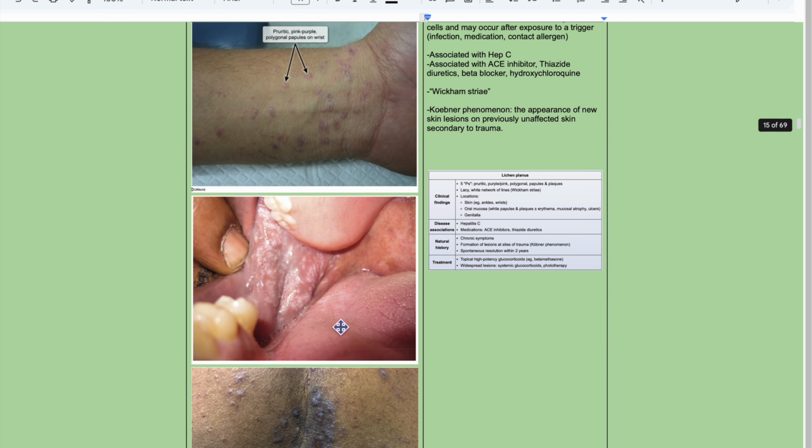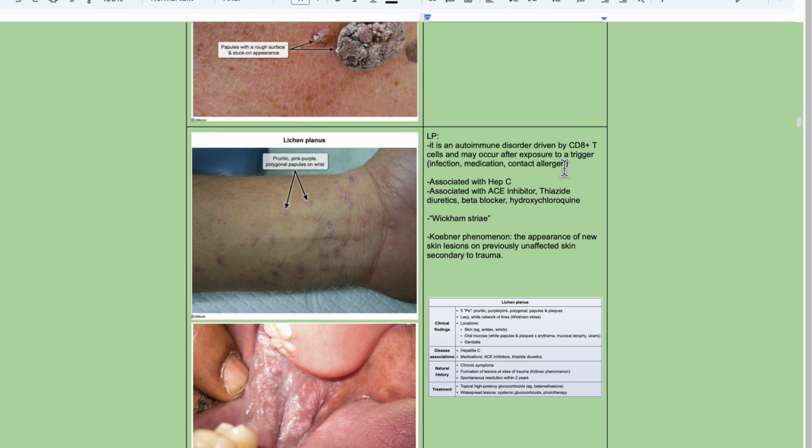Okay. So lichen planus is an autoimmune disorder driven by CD8 T cells and may occur after exposure to a trigger such as infection, medication, or contact allergens. It's associated with hepatitis C, associated with ACE inhibitors, thiazide diuretics, beta blockers, and hydroxychloroquine.